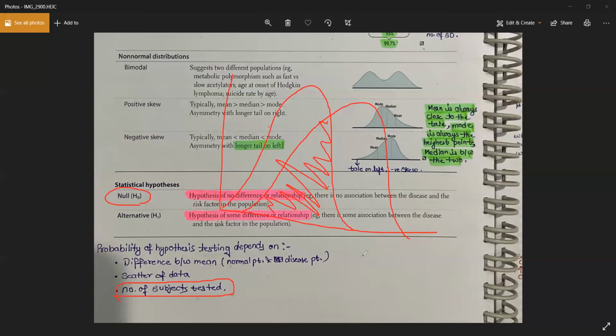So whenever Step 1 will ask you what could increase the power of the study, what can give it a better chance of being an H1, it would be to increase the sample size, because that is the only thing that you can do for your study. Okay, let me clear this.